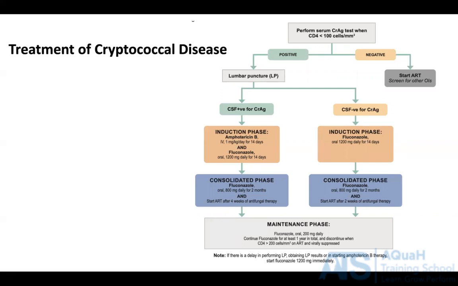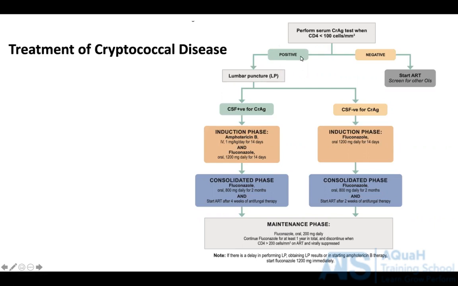To summarize the algorithm, you've got a positive crack in the blood. You need to check whether it's there in the CSF, so a lumbar puncture is done. If it is positive, the patient must be treated for 2 weeks in the hospital, then discharged on fluconazole 800 milligrams daily for 2 months. After 2 months, reduce to 200 milligrams for at least a year. Only stop if the viral load is suppressed and the CD4 count is above 200.